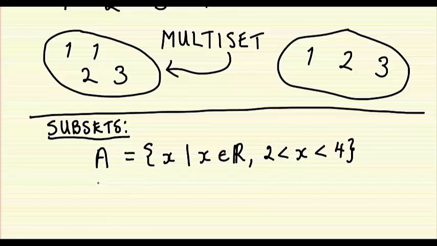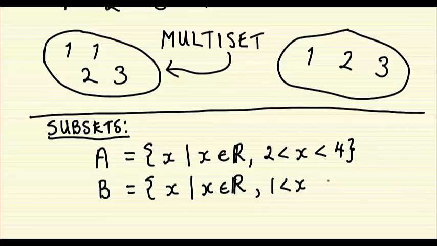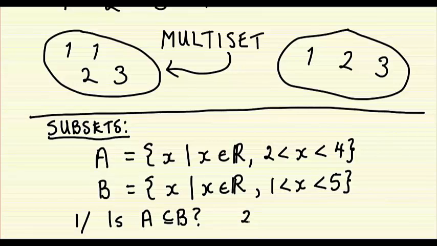And let's consider a second set, B. Again, we'll define this using set builder notation as the set of all X, such that, again, X is a real number, and this time X is strictly greater than 1 and strictly less than 5. So we have two questions we need to answer. The first question is, is A a subset of B? And secondly, is B a subset of A?